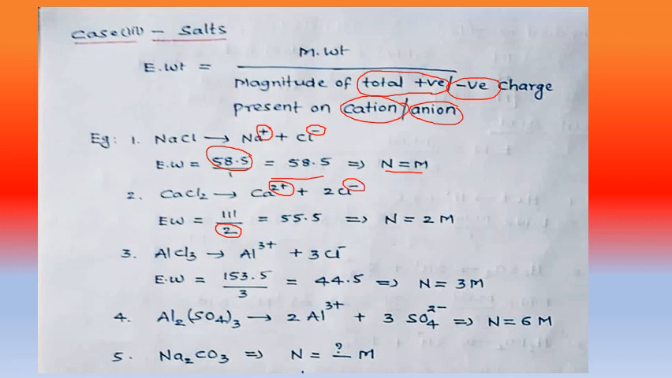Yes. What is the total charge? Charge minus 1, but total charge is minus 1 into this 2. This is called total charge. Total charge means here total 2 into minus 1, so you will get minus 2. So calcium plus 2 and 2 Cl minus, total charge is minus 2. That means what is the magnitude? 2. So divide by 2 and you will get the answer N equals 2 into M.